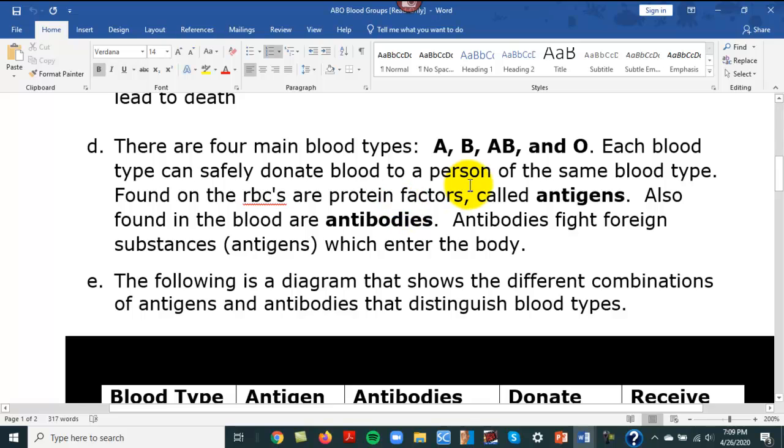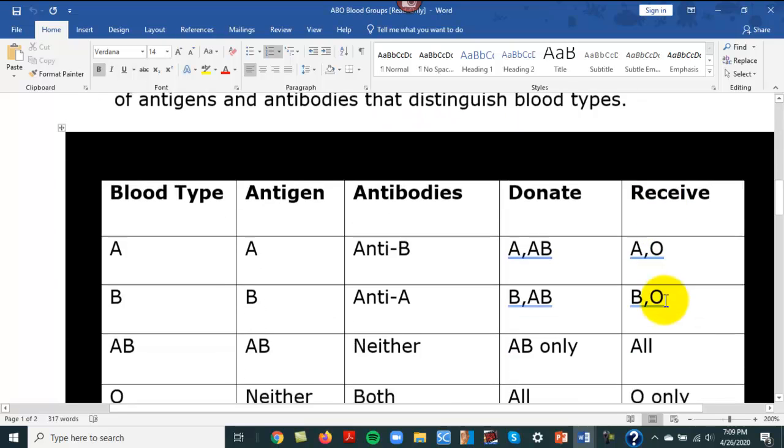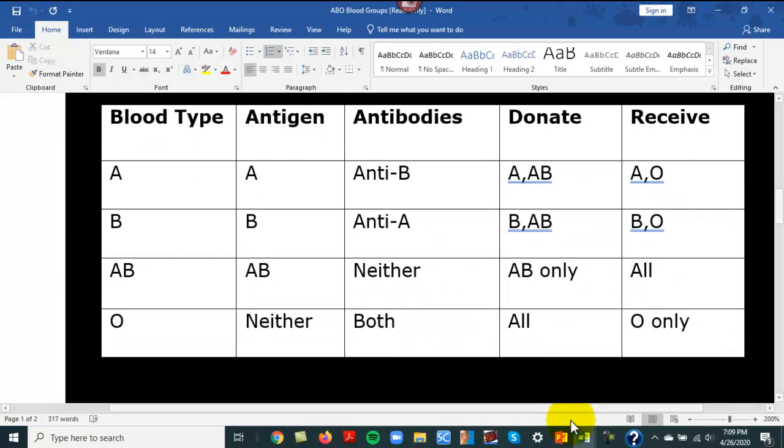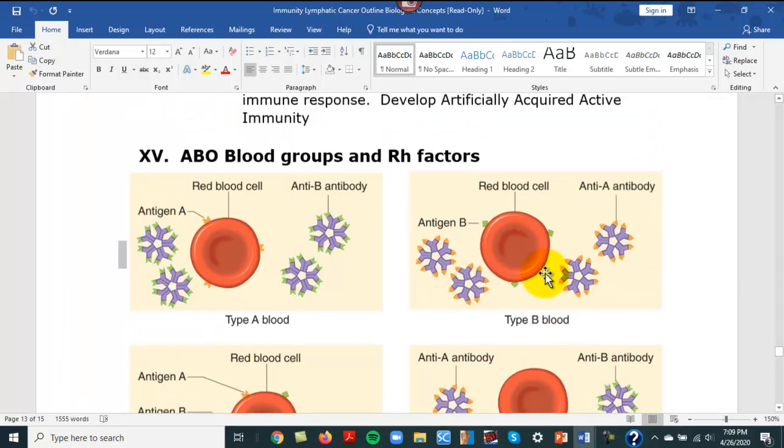There are 4 categories of blood types: A, B, AB, and O. And what determines your blood type are what are called antigens. And then shortly after a person's born, they develop what are called antibodies that correspond with each blood type. Here's a nice chart that tells you all that. I'm going to go back to this one out here.